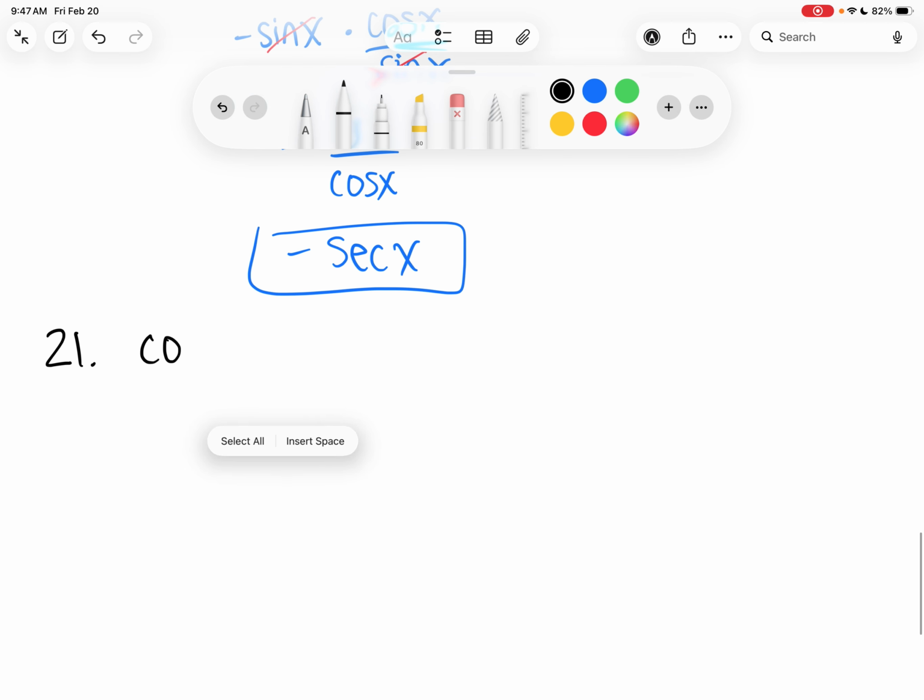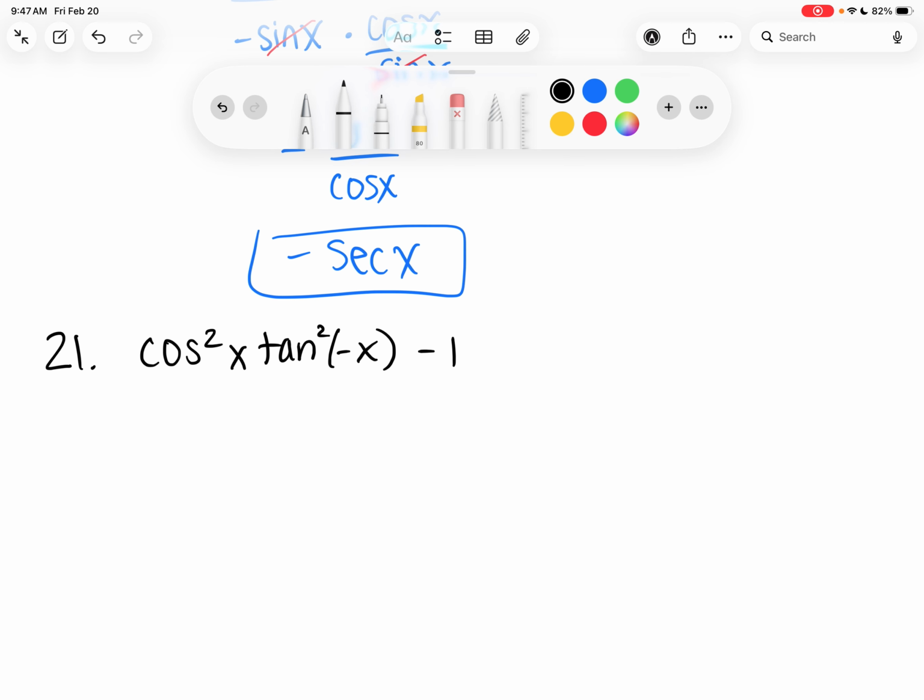Cosine squared, it's running away. What is happening? Cosine squared of x, tangent squared of minus x, minus 1, all over cosine squared of x. Does it cancel out? That's a good question. It does not, because it's being subtracted. There's a subtraction here. If that wasn't there, yes, it would just cancel. But because of that, we cannot.